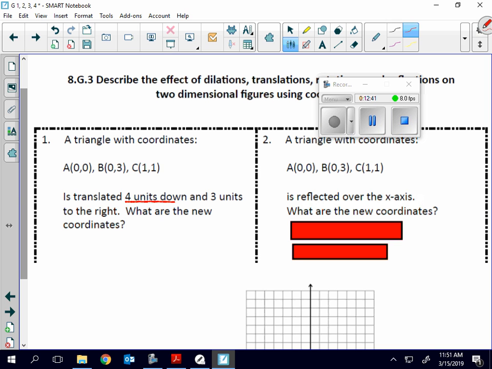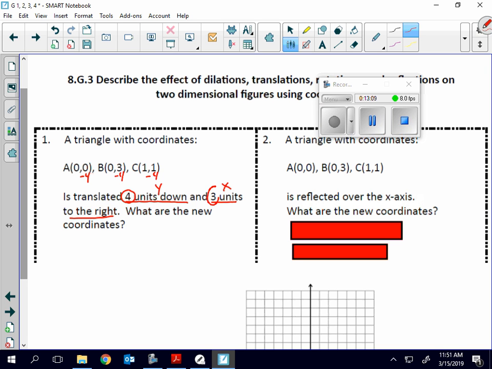So 4 units down means that which variable gets changed? Up and down controls the y-axis. Okay, and then 3 units to the right would be the x, okay? If you're going down, we're getting smaller, right? We're subtracting. So we're going to subtract a 4 from each y coordinate.